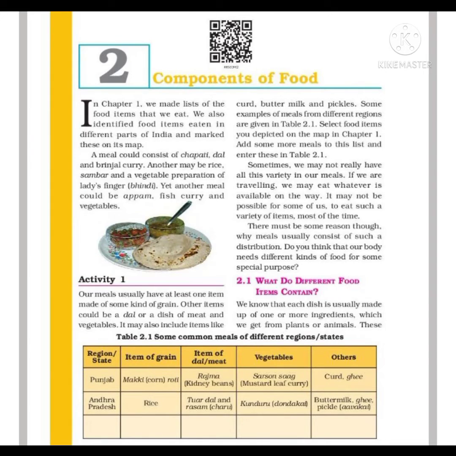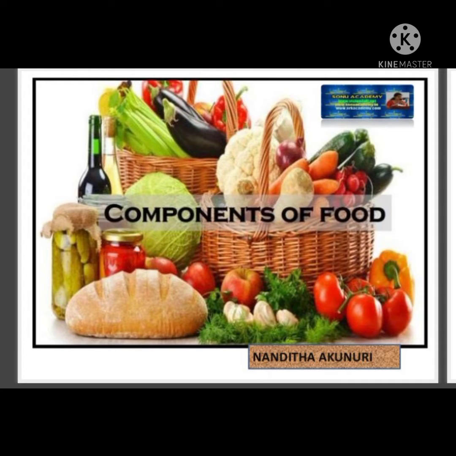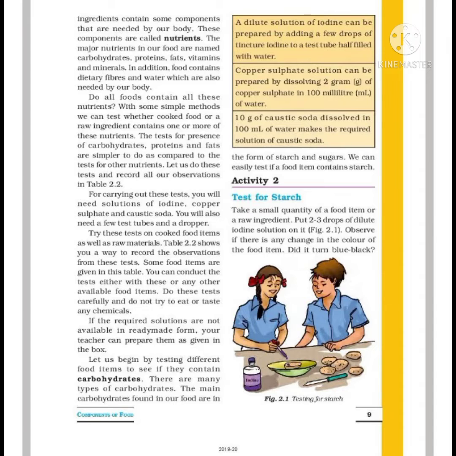So today we are going to discuss the second chapter, components of food. As we studied in the first chapter, there is a variety existing among the food of different animals and also food of different areas. In this chapter you can see one activity. The first activity is that you have to write the food items of one or two states, and what the ingredients are, and what kinds of grains they are using for making this item of food.